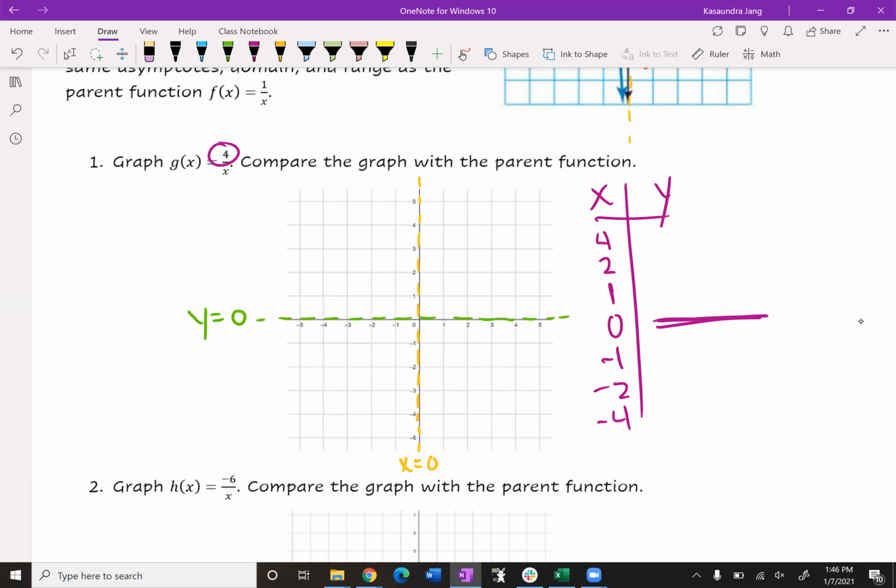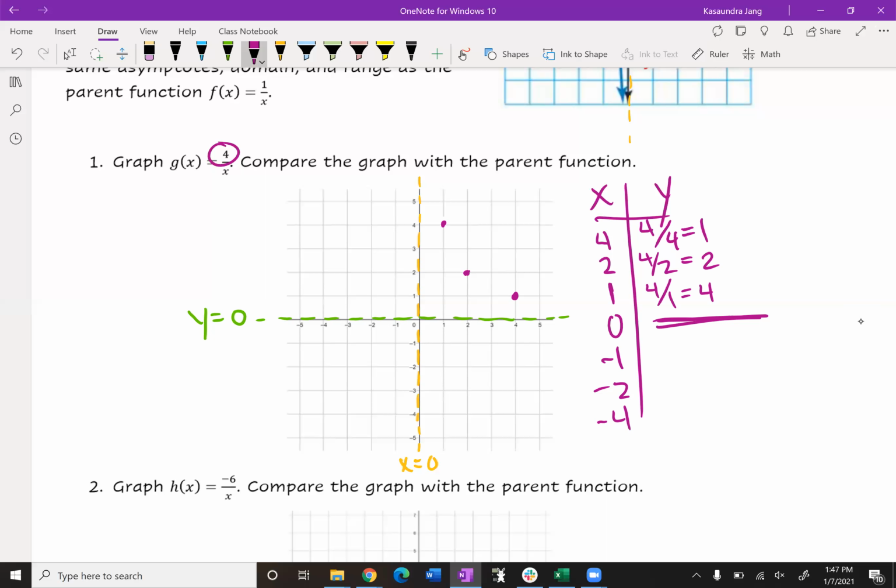So in this case, 4 divided by 4, so 1. And then I'm gonna do 4 divided by, my x is 2 this time. So 4 divided by 2 is 2. Get the idea? 4 divided by 1 is 4. All right, I'm gonna plot these points here. I got the points (4, 1). We got (2, 2). (1, 4). All right. I'm starting to see that curve there.